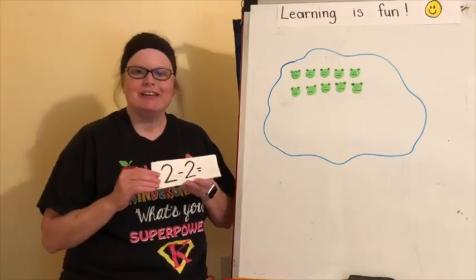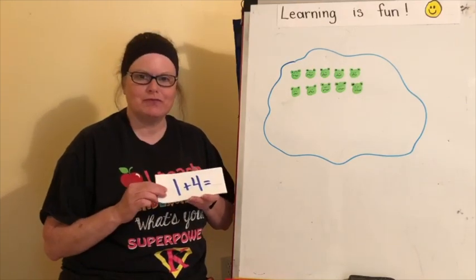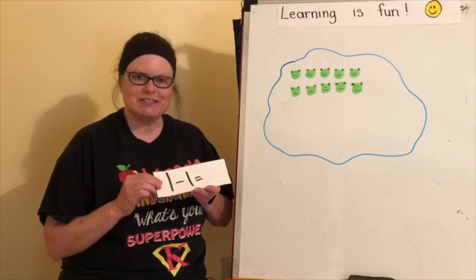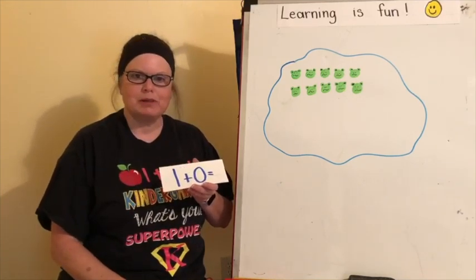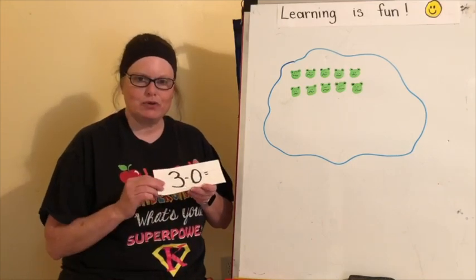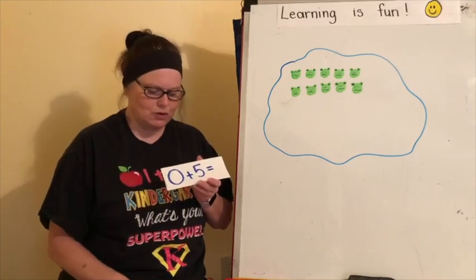Here we go. 2 minus 2 equals 0. 1 plus 4 equals 5. 1 minus 1 equals 0. 1 plus 0 equals 1. 3 minus 0 equals 3. 3 minus 3 equals 0.